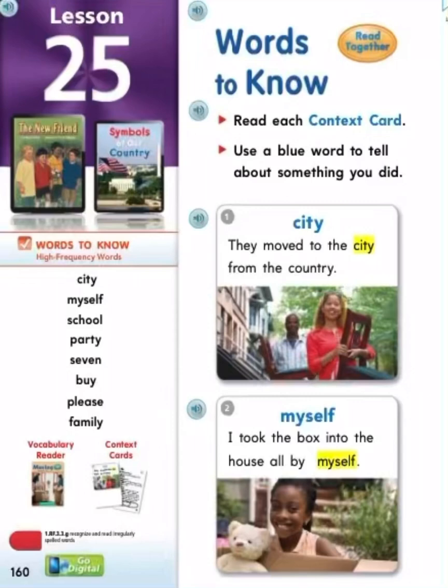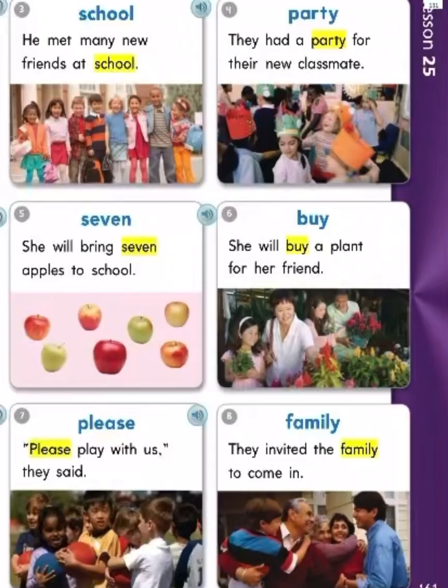Words to know. Use a blue word to tell about something you did. City. They moved to the city from the country. Myself. I took the box into the house all by myself. School. He met many new friends at school. Party. They had a party for their new classmate.